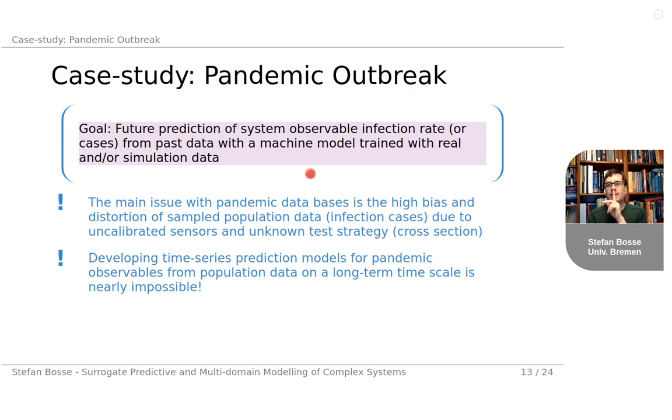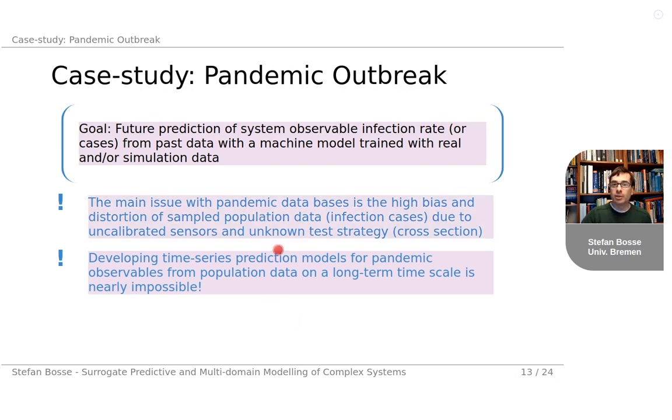But pandemic outbreaks or pandemic situations are a very good example where you can see that the real-world population data that is collected poses a very high bias, distortion, inaccuracy, and so on, and over time varying test strategies. And so the data you get in the real world is more or less unused or useless. So developing time series prediction models for pandemic observables from population data on a long-term timescale is nearly impossible just by using the real-world data.